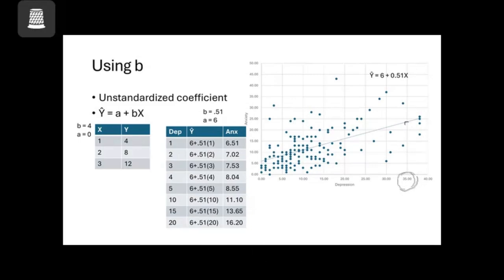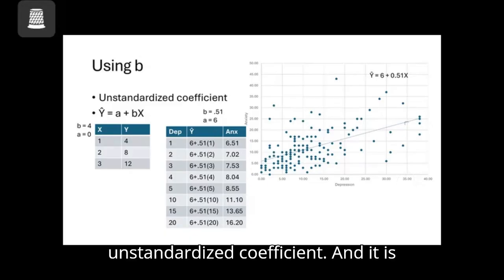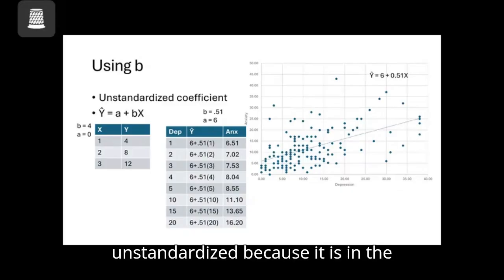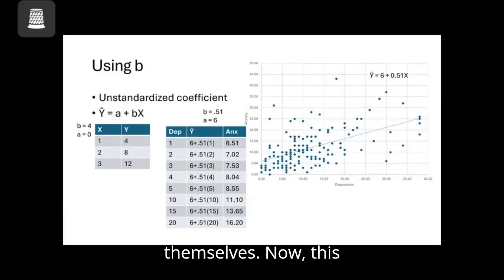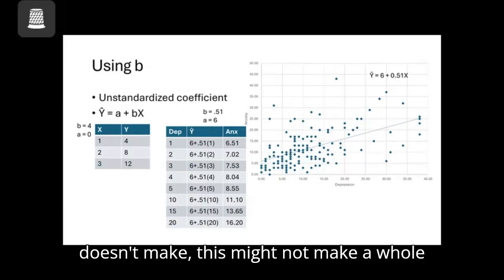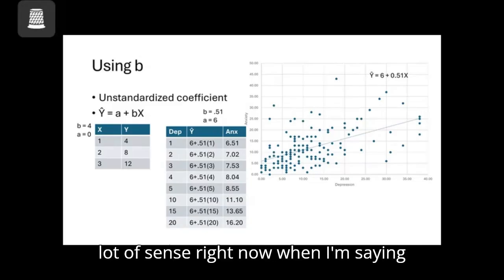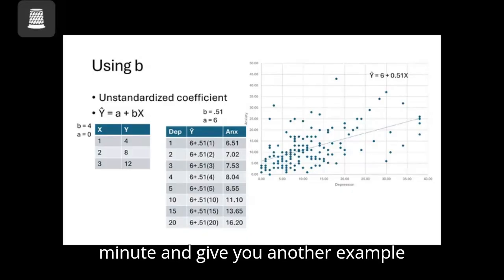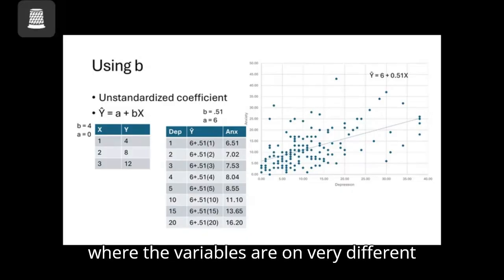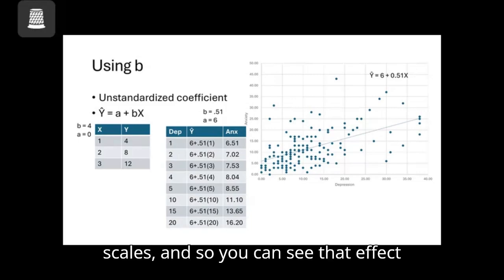Now, the B is called the unstandardized coefficient. And it is unstandardized because it is in the scale of the variables themselves. Now, this might not make a whole lot of sense right now when I'm saying unstandardized versus standardized, but I'll talk about that more in just a minute, and give you another example where the variables are on very different scales. And so you can see that effect more.